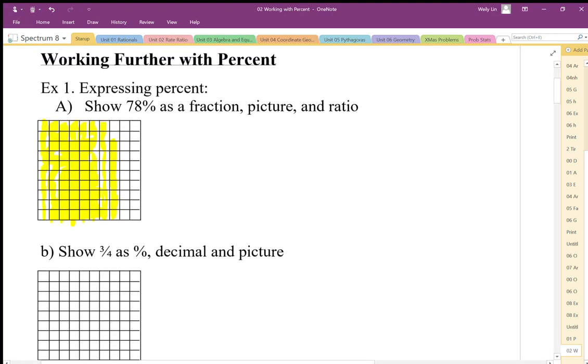It actually says also do as a fraction and a ratio, so we need to convert this into a fraction. So we have 78 out of 100 as a fraction. We should simplify this, and we divide by 2, we get 39 out of 50. As a ratio, we can just write this as 39 to 50 ratio. Okay, so fraction and ratio are essentially the same thing.